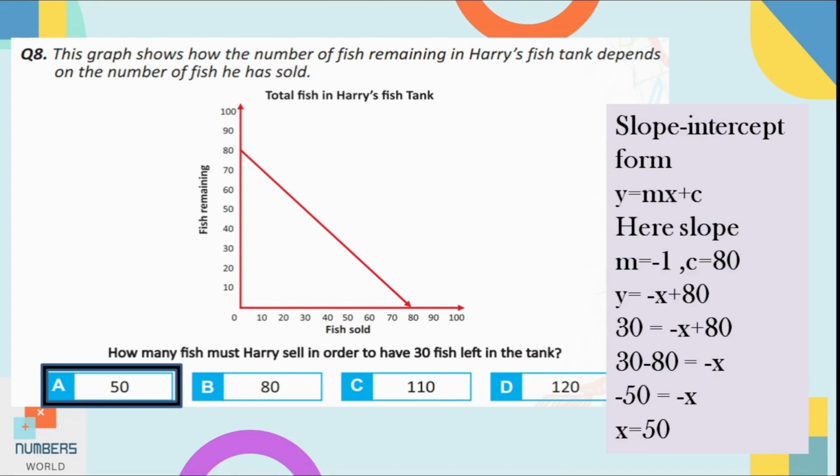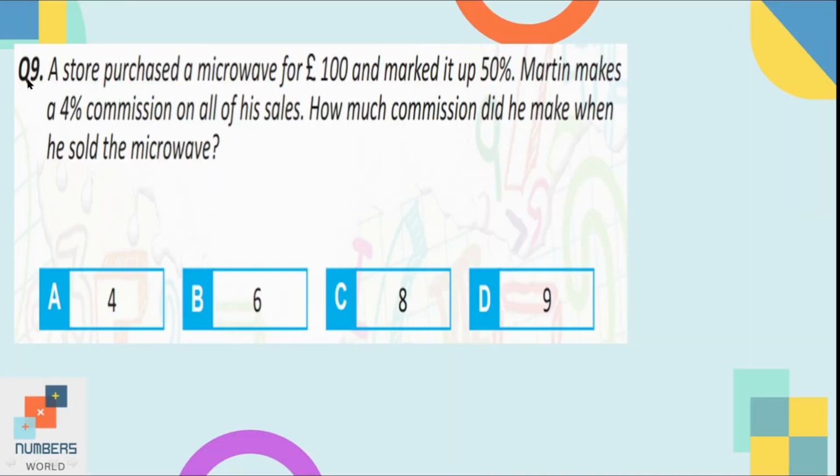Harry has to sell 50 fish to have 30 fish left in the tank. Question number 9. A store purchased a microwave for £100 and marked it up 50%. Martin makes a 4% commission on all of his sales. How much commission did he make when he sold the microwave?